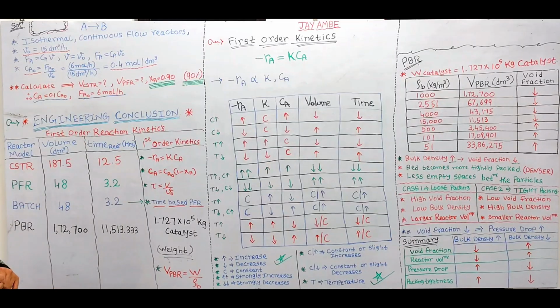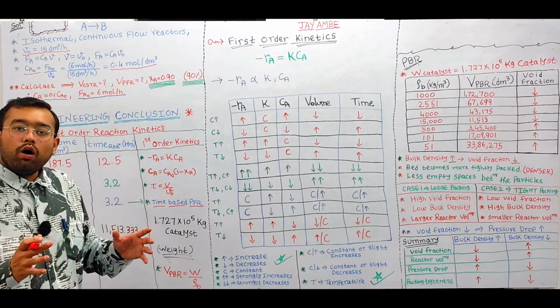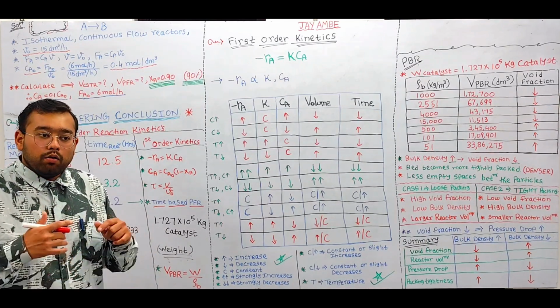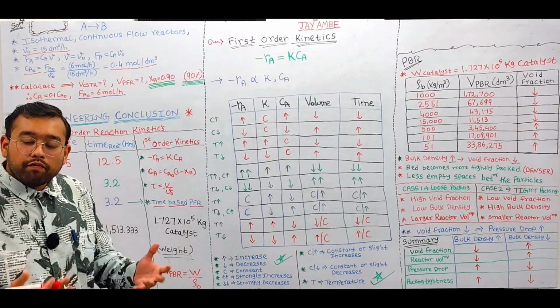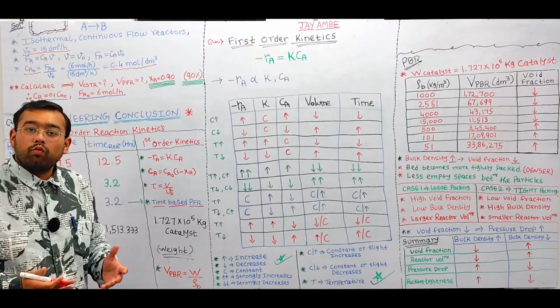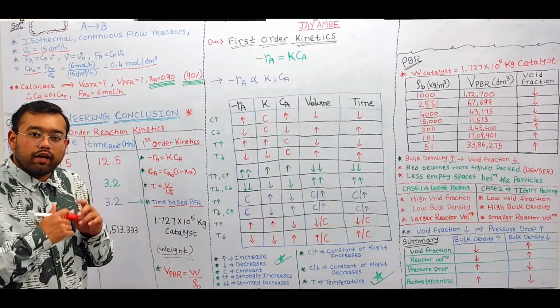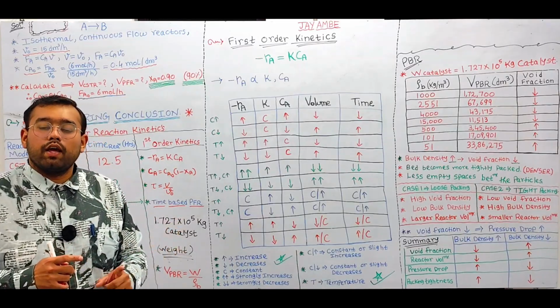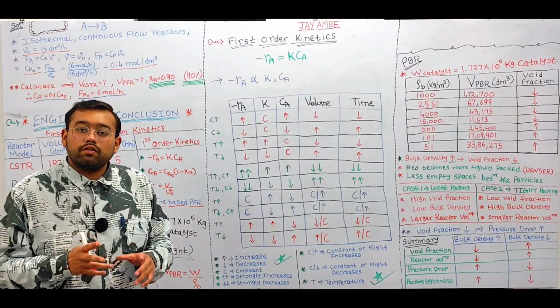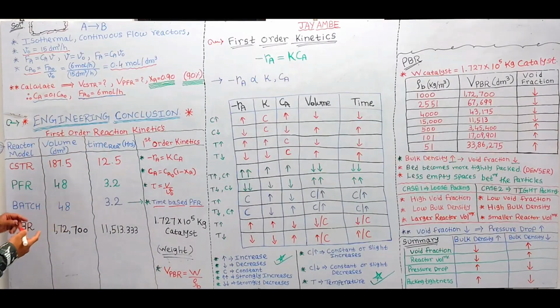I hope you understood. Now, the question is, which reactor model do we select? Is the plug flow reactor preferred, or is the batch reactor preferred? Which reactor do we need to select? Here we have two types of reactors: continuous flow reactors and batch reactors. The CSTR, plug flow reactor, and packed bed reactor are continuous flow reactors.